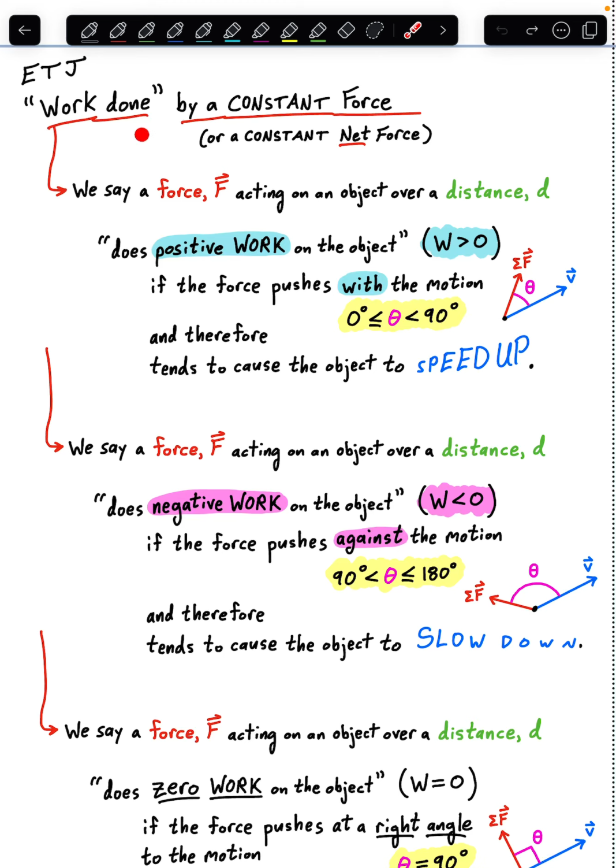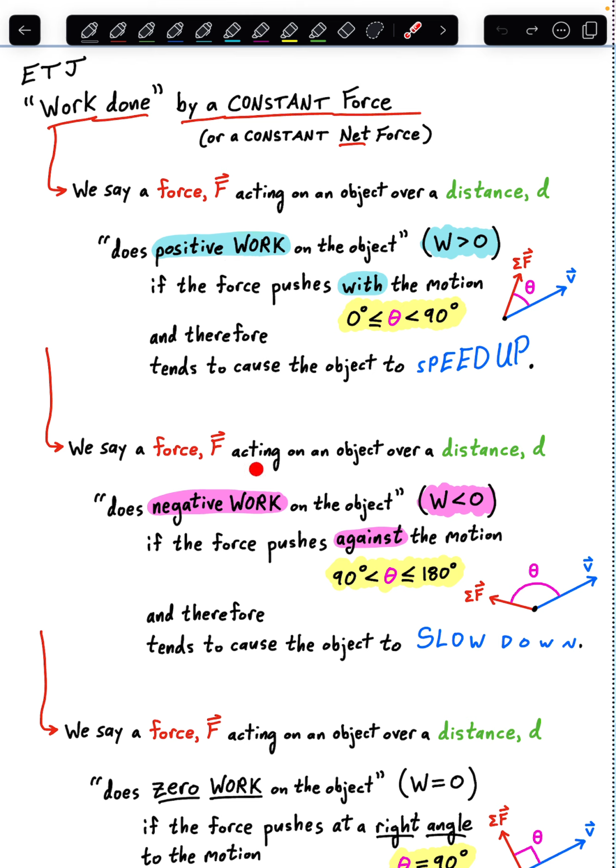The work done by a constant force or a constant net force. We say a force acting on an object over some distance d does positive work on the object. Capital W will represent work, so work W > 0, if the force pushes roughly with the motion, that is, an acute angle between net force and the velocity, the direction of motion, and therefore tends to cause the object to speed up. So positive work causes the object to speed up.